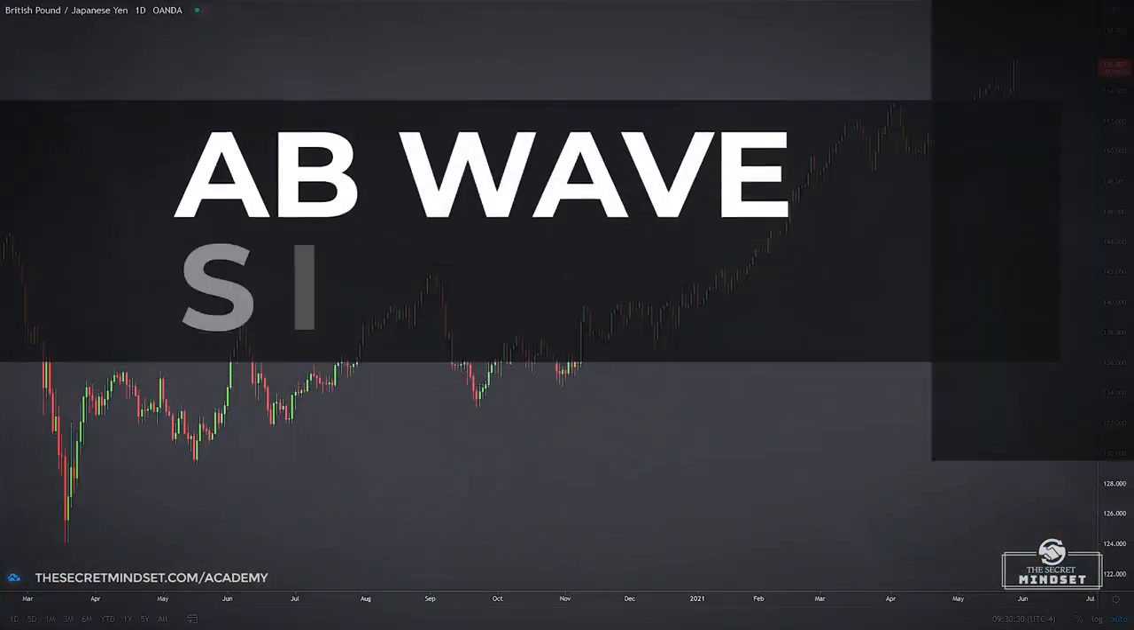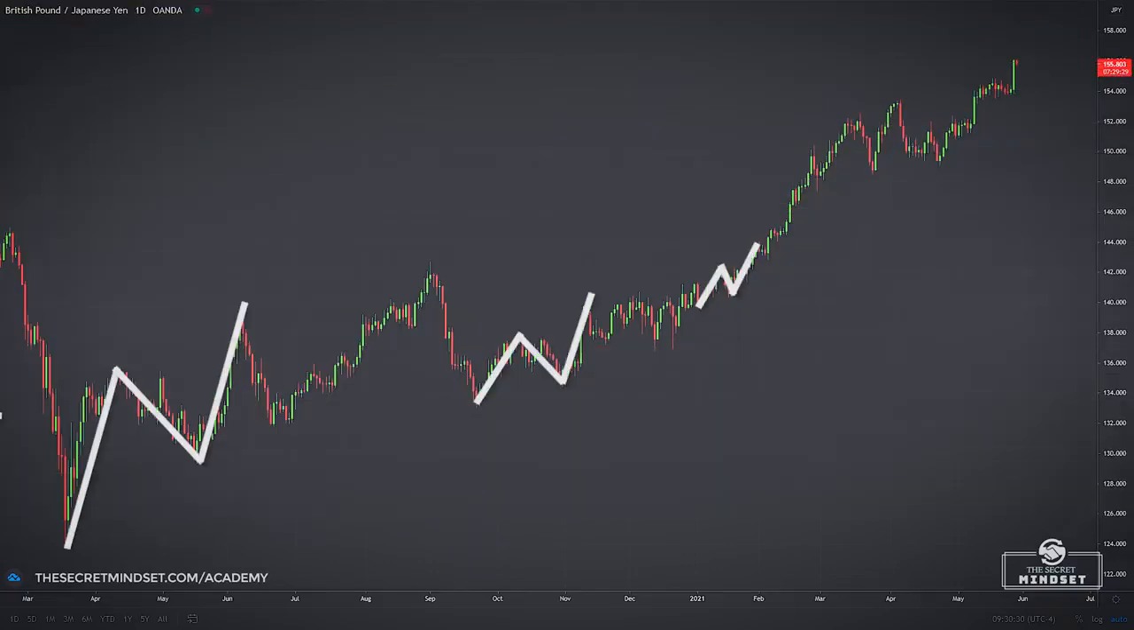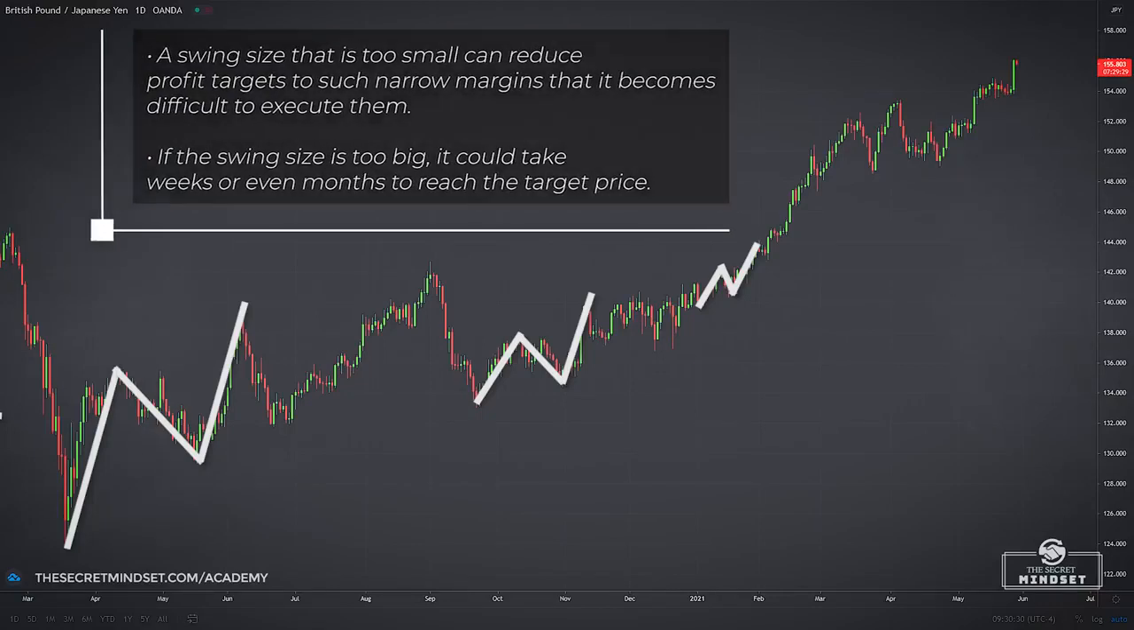The most important variable in this strategy is the swing size, the first AB wave, because our risk-to-reward ratio will depend on the strength of the first impulse move. A swing size that is too small can reduce profit targets to such narrow margins that it becomes difficult to execute them. If the swing size is too big, it could take weeks or even months to reach the target price.